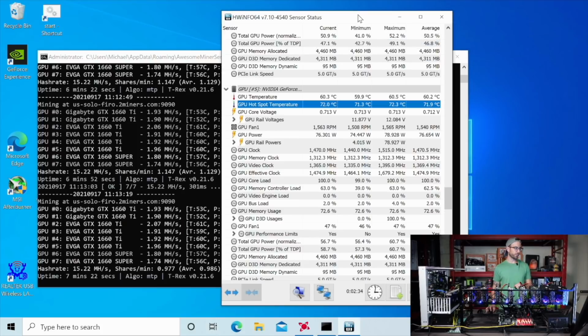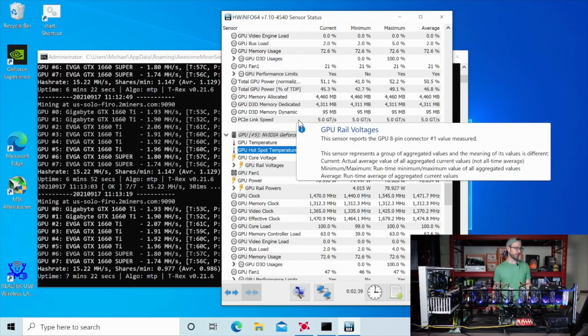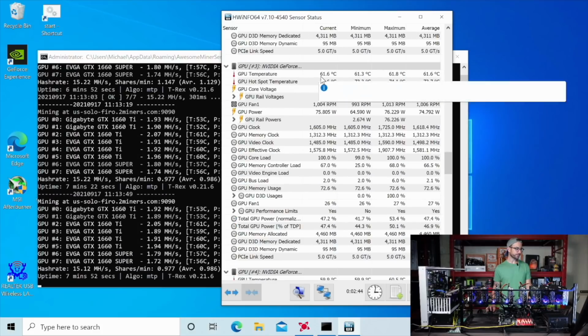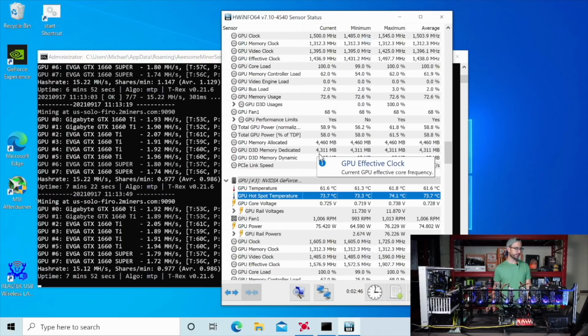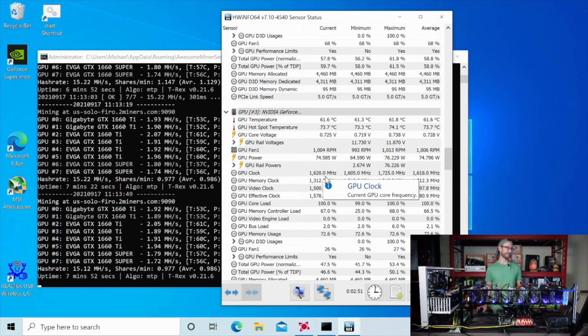Let's check out HWiNFO64. And you can see here, GPU hotspot temperature is now 72 degrees. Let's just check the GPUs next to it. 71 degrees, 74 degrees. So we're looking really, really good. We did it. I did it. I fixed it. So happy about that.